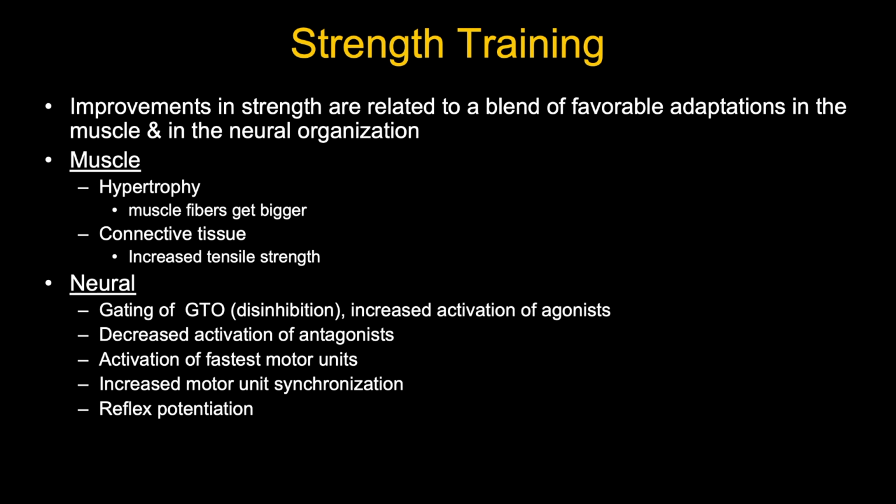One of the other adaptations in muscles is that connective tissue actually increases a bit, which improves the tensile strength. As we've talked about in a previous lecture, the gating of the Golgi tendon organ, or rather disinhibition, increases the activation of the agonist. This allows for increased force production. We also decrease the activation of the antagonists. This allows for the activation of the fastest motor units. The motor units are more synchronized as well. And don't forget about reflex potentiation, that is the stretching of the passive elements.